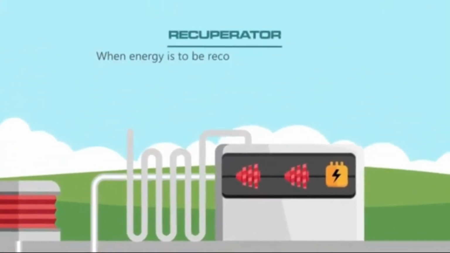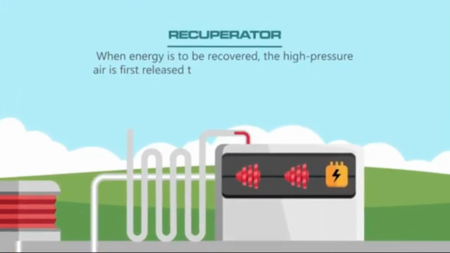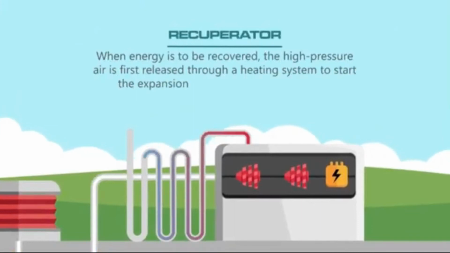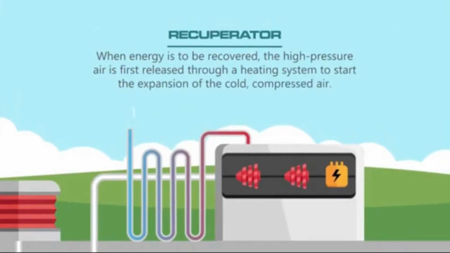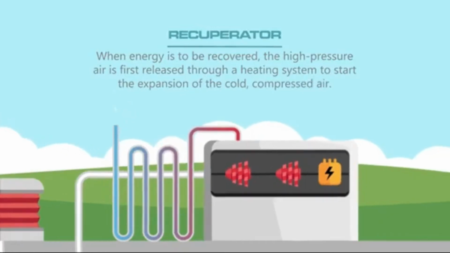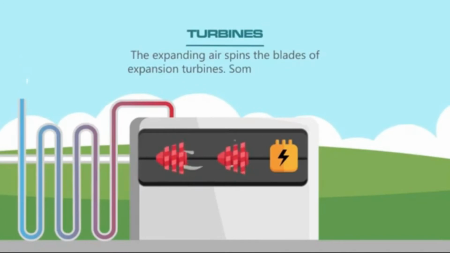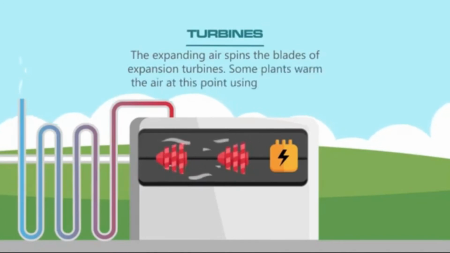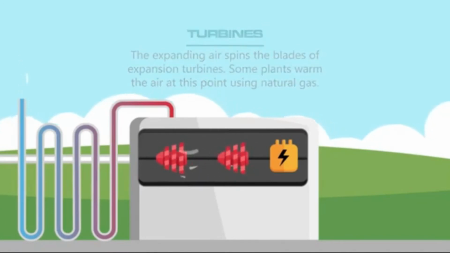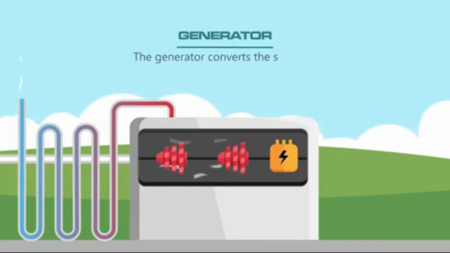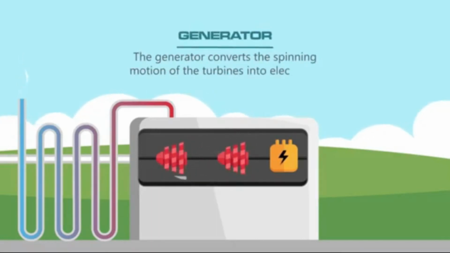When energy is to be recovered, the high-pressure air is first released through a heating system to start the expansion of the cooled, compressed air. The expanding air spins the blades of expansion turbines. Some plants warm the air at this point using natural gas. And lastly, the generator converts the spinning motion of the turbines into electricity.